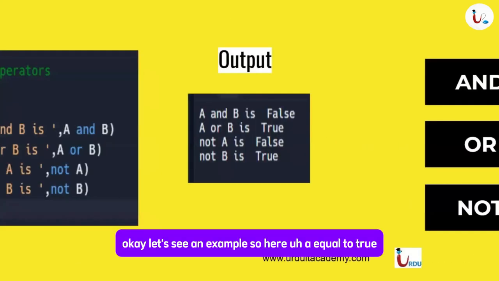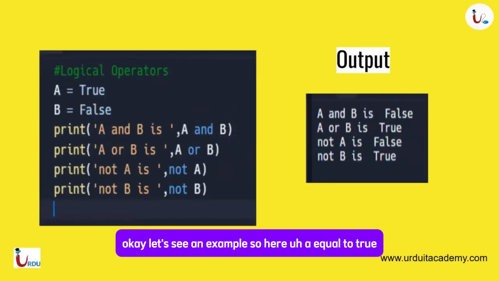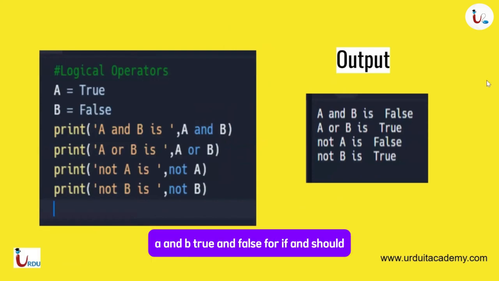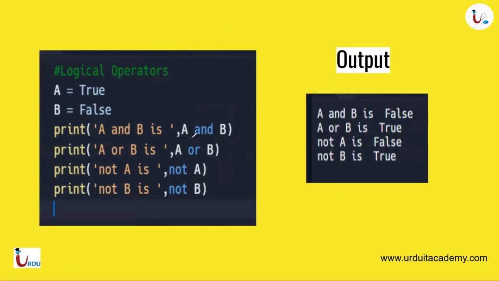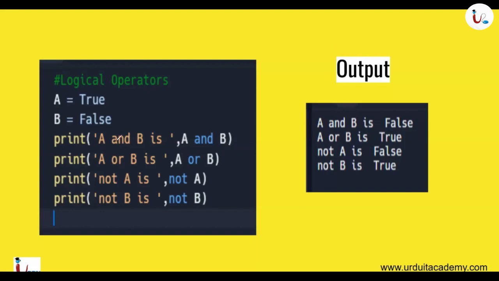Okay, let's see an example. So here, A equal to true, B equal to false. A and B, true and false. For the AND operator to give true, both A and B should be true. But here B is false, so the output is false. Now A or B. A is true, right? So if any one of them is true, the OR operator will give you true. Now not A means just the complement. A is true, so not A is false. Not B means B is false, so not B is true. Clear? All right. Now let's continue.